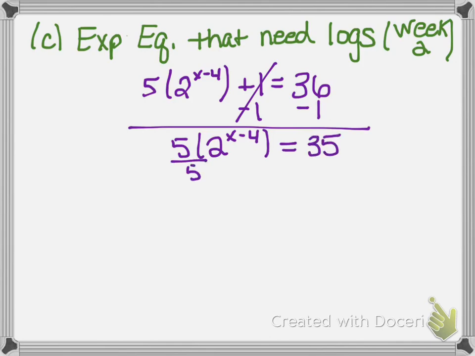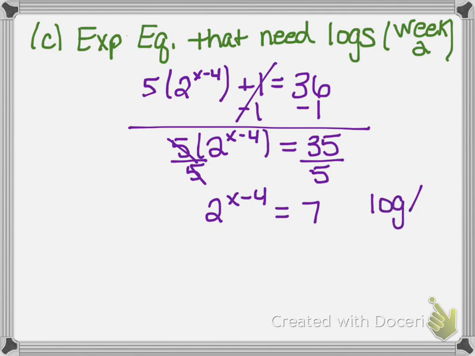So I divide by the 5. And so this is now what I have. 2 to the power of x minus 4 is equal to 7. Okay, now step 2 is to take the log of both sides. Remember that you can use common log or you can use natural log, but we have been focusing mostly on natural log for the purposes of pre-cal next year. And so I'm going to go ahead and take the natural log of both sides.